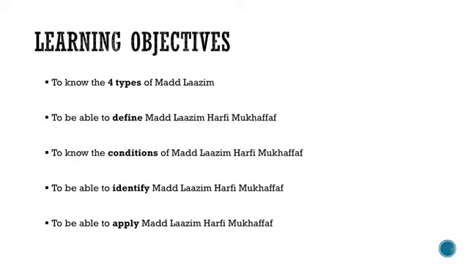Our learning objectives are: number 1, to know the 4 types of Mad Lazim. Number 2, to be able to define Mad Lazim Harfi Mukhaffaf. Number 3, to know the conditions of Mad Lazim Harfi Mukhaffaf. Number 4, to be able to identify Mad Lazim Harfi Mukhaffaf. And finally, to be able to apply Mad Lazim Harfi Mukhaffaf.